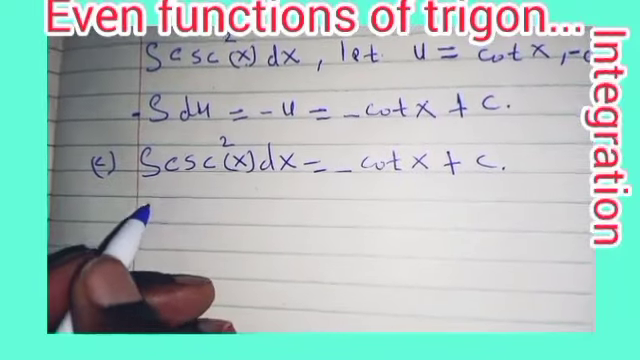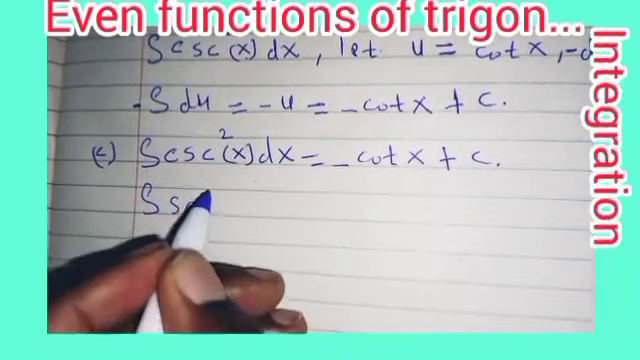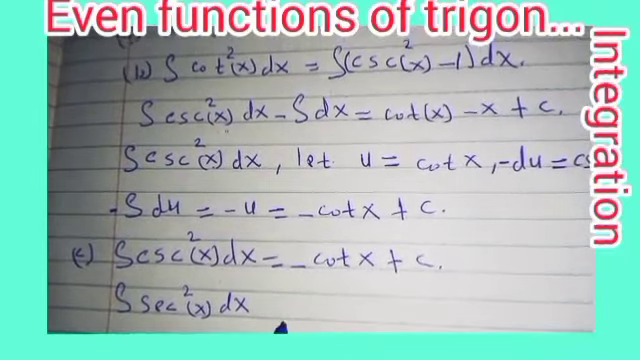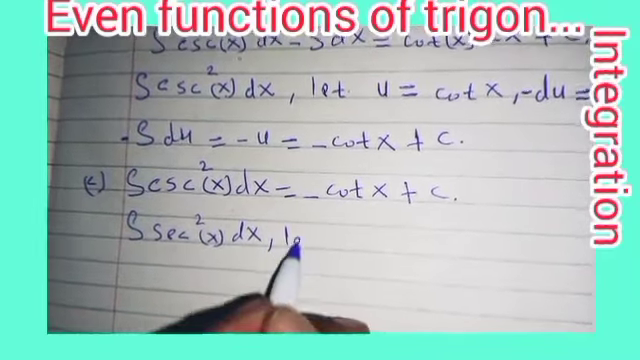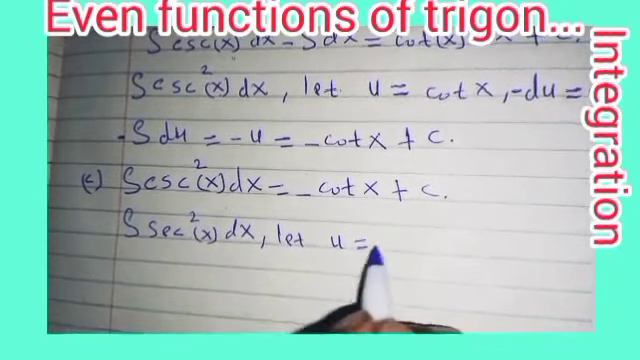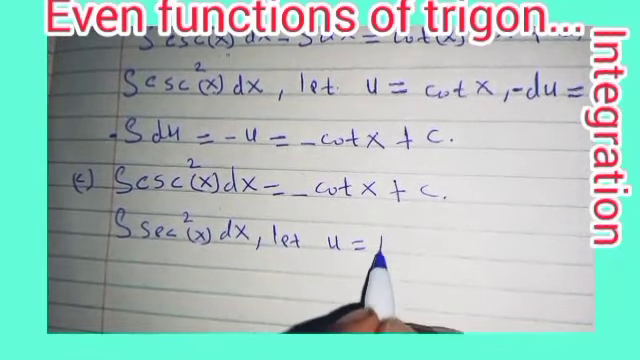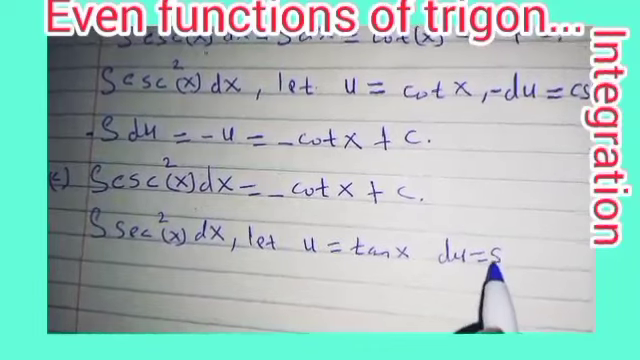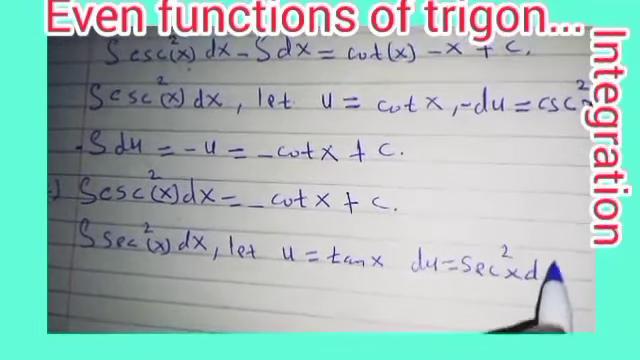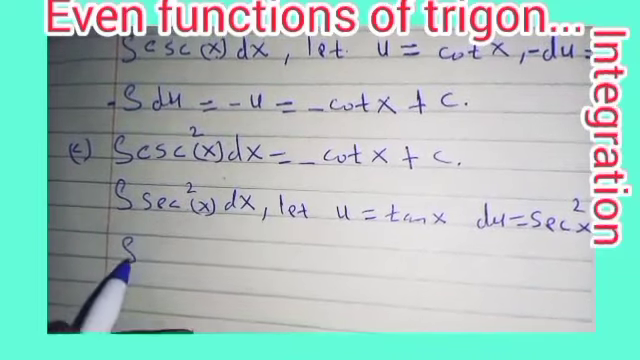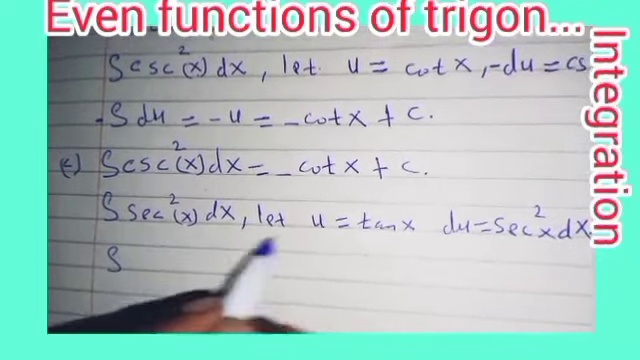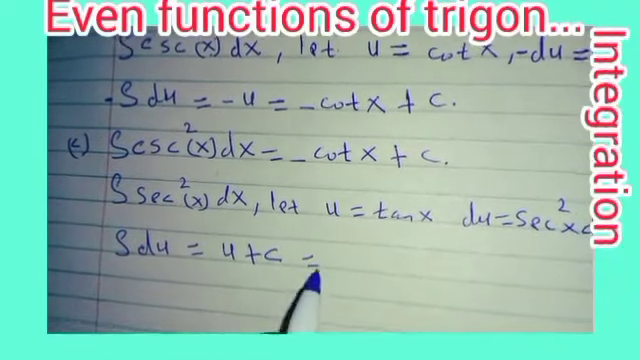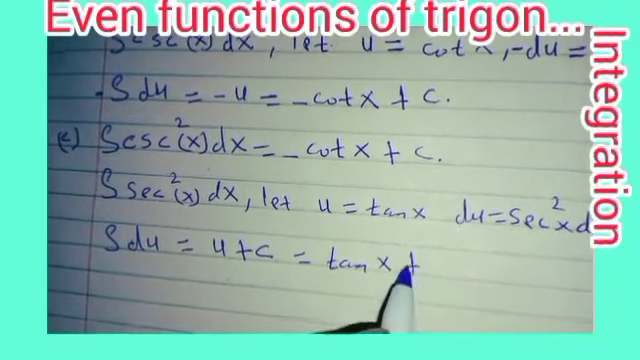Part D, integral of sec squared x dx. Here we are going to let our u be equal to tan of x. Our du is equal to sec squared of x dx. So we substitute sec squared x dx with du, which is equal to u plus constant c, which is equal to tan of x plus c.